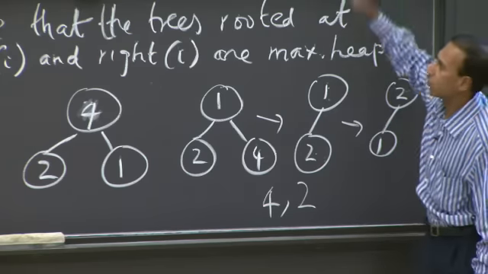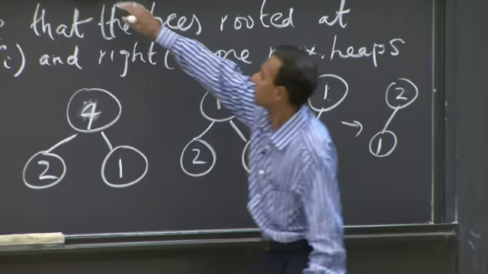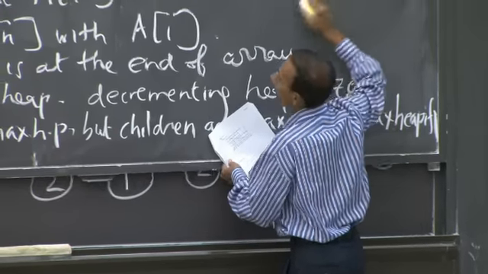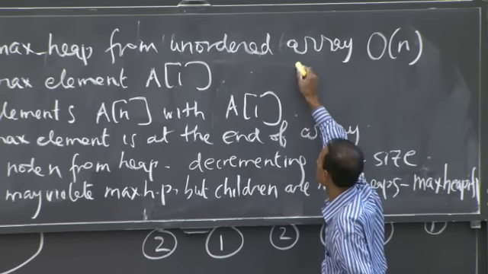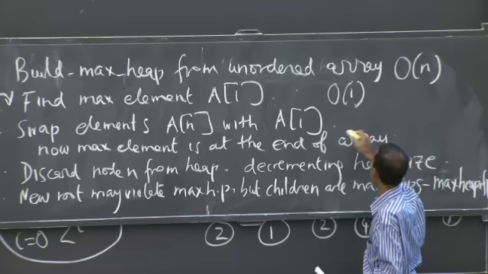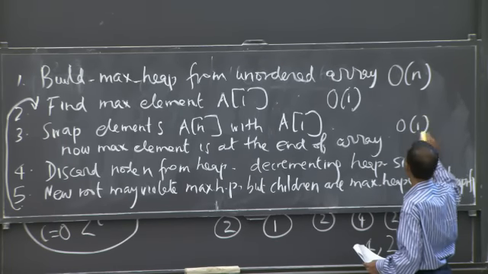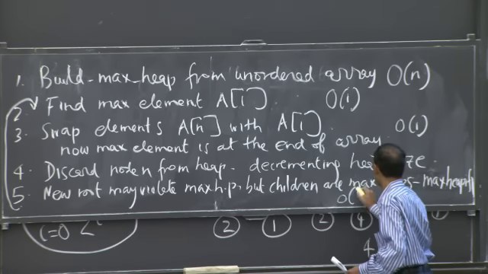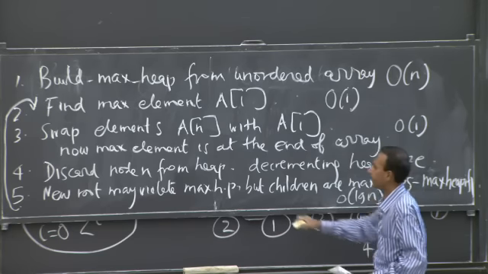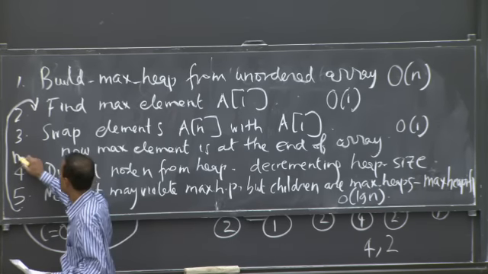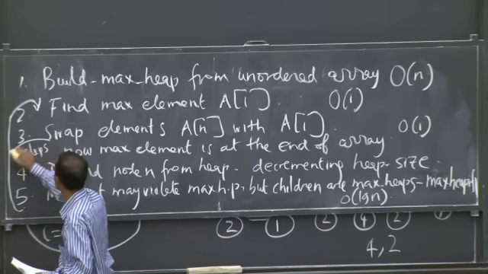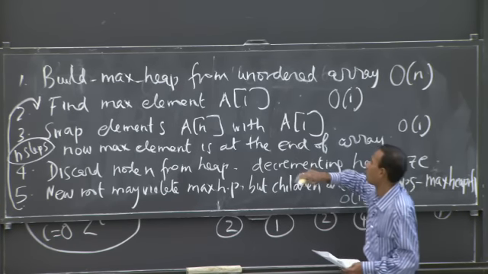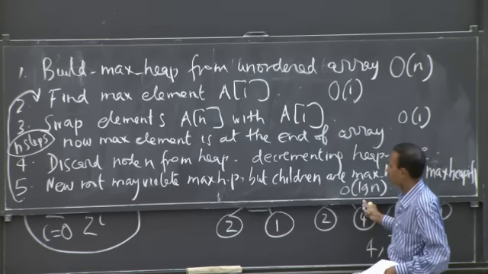So this whole thing takes order n log n time, because even though build max heap is order n, finding the max element is constant time. Swapping the elements is constant time, but running Max-heapify is order log n time, and you have n steps. So you have an order n log n algorithm, but the first step was order n, which is what we spent a bunch of time on.